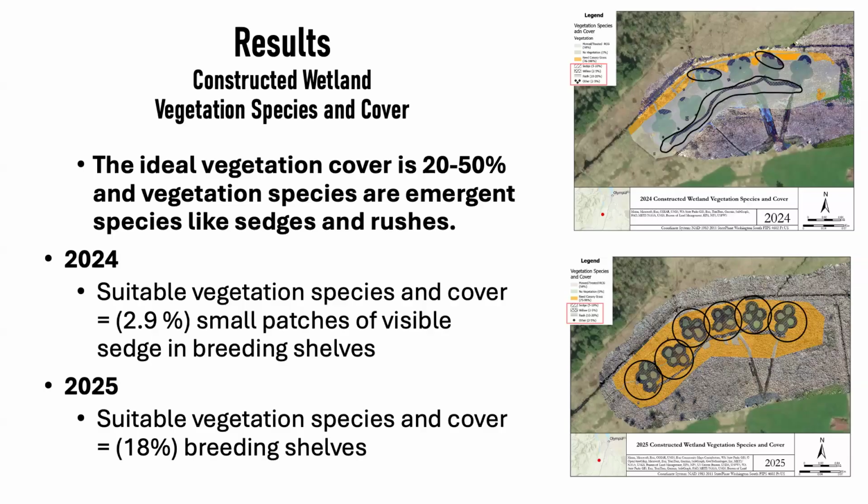And again, a note here, the water depth in 2024 was significantly deeper, and the vegetation had just been planted a couple months before, and it was very young and you were not able to see it beneath the water. So it was probably there just being small and dormant. But you can only see in the map the areas that it was visible. And then in 2025, it was so much more robust. The water levels were much lower, and it was really evident on those breeding shelves that there was significant emergent vegetation.